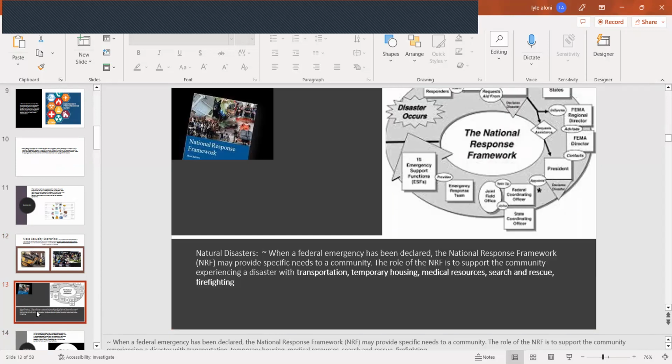Okay. We have the National Response Framework. We talked about that, the NRF, when our purpose here is to help with transportation, housing, resources, search and rescue, and firefighting.